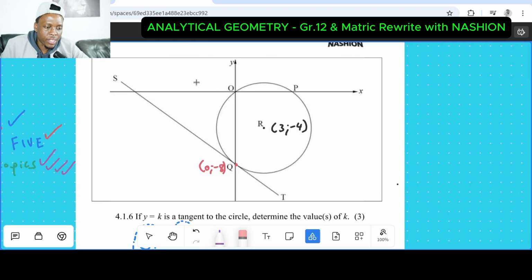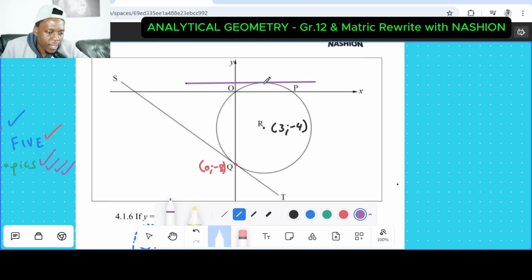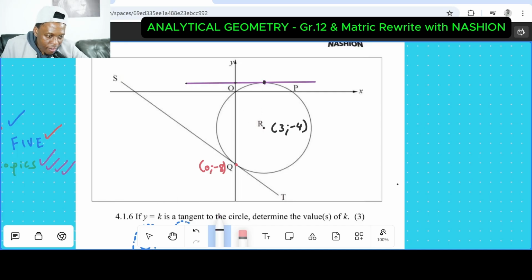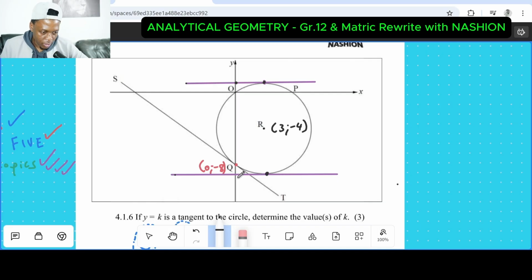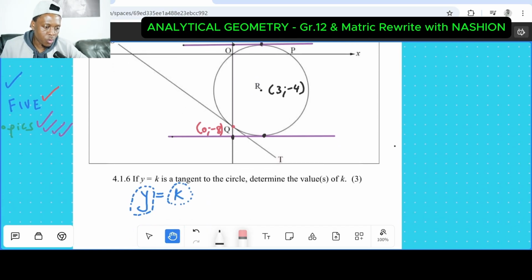Let's draw that tangent. Firstly, we make sure it touches the circle once. It's touching the circle right here, point of contact. So we want the y value right here, just above the origin. And since they are saying the values of k, there's got to be another tangent. Just under Q here, guys, the line becomes the tangent right here at this point. So we want to know the y value right here. That will be the k value because y is equal to k. k value is y value.